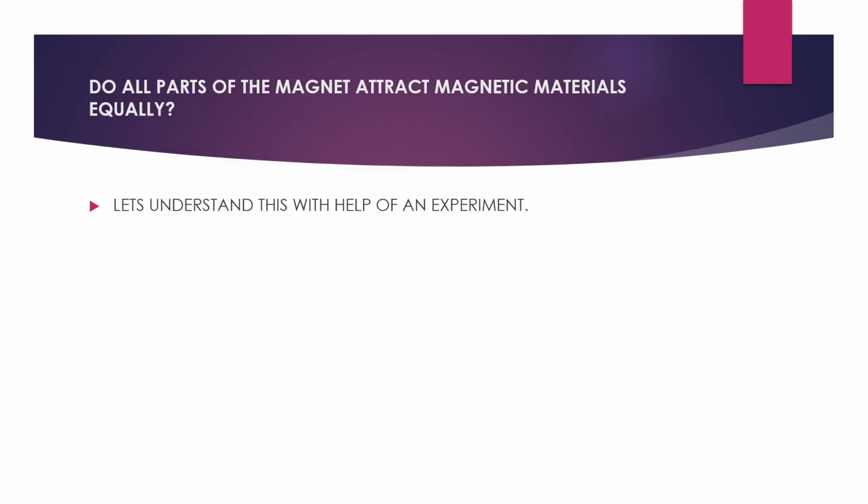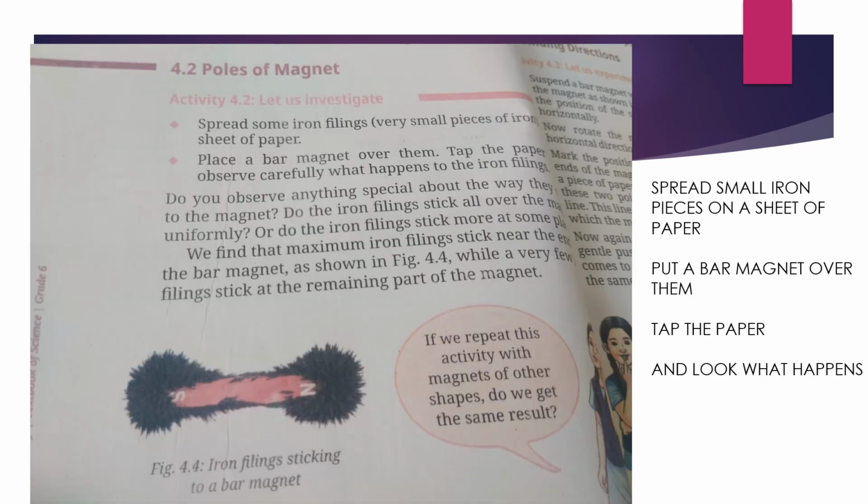Now we have to understand, do all parts of the magnet attract the substances towards it, or is it only a certain part of it which is attracting the material? So we have to understand this, that do all parts of the magnet attract the magnetic materials equally. So let's understand this with the help of an experiment. Now we will see the experiment.